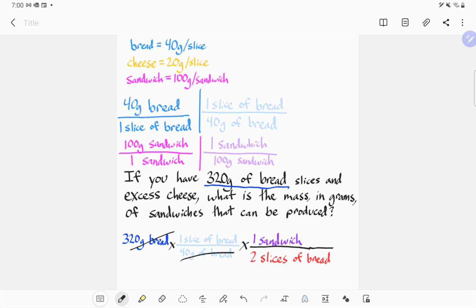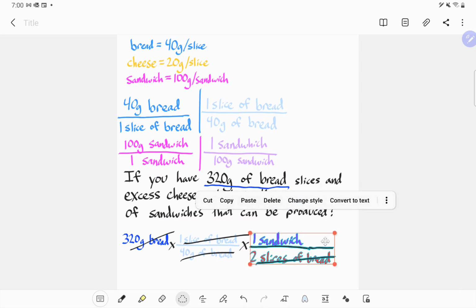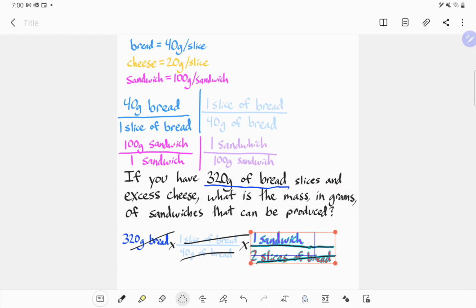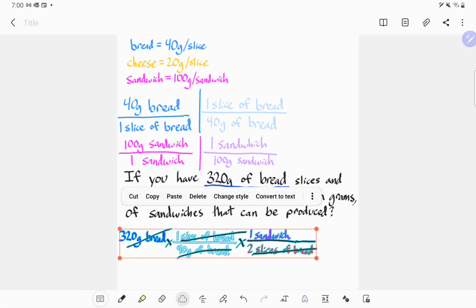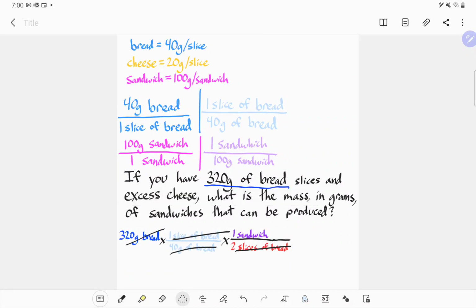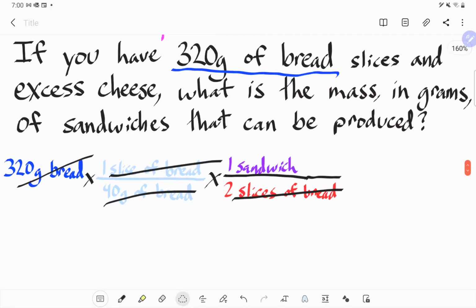Now that I plugged in this ratio, we can cancel out the units of slices of bread, and we're going to be left with the number of sandwiches, because that's the unit that we're left with. So let me make this a little bit smaller so that all of this can fit. And we will see how many total sandwiches we can make here. Type this all into your calculator: 320 divided by 40 times 1 divided by 2. You're going to get that we can produce 4 sandwiches.